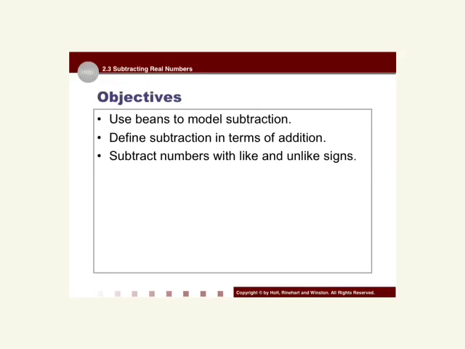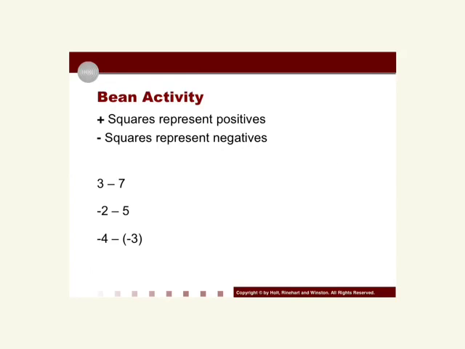Mr. Spilker spoke about adding real numbers. Now we're going to be talking about subtracting real numbers. We're going to use some form of beans to model subtraction. We'll define subtraction in terms of addition. And we'll also subtract numbers with like and unlike signs.